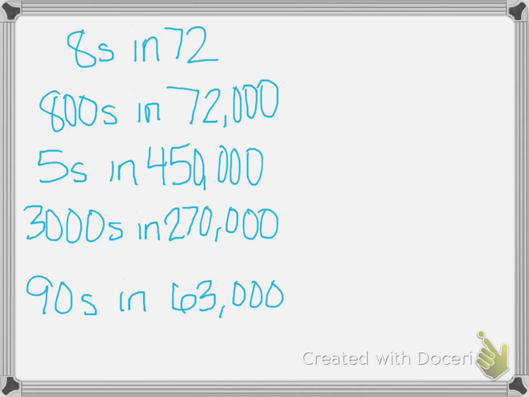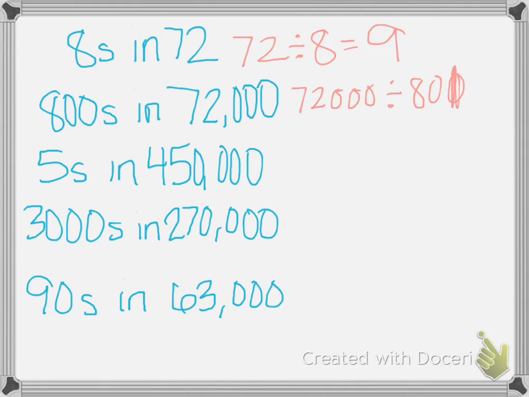Number 4 says solve. The first one says how many 8s are in 72, which is the same thing as 72 divided by 8, which we know is 9. How many 800s are in 72,000? So it would be 72,000 divided by 800. So the zeros cancel each other out. We're going to ignore that 0 for a minute. 72 divided by 8 we know is 9. And then add that 0 back is 90.